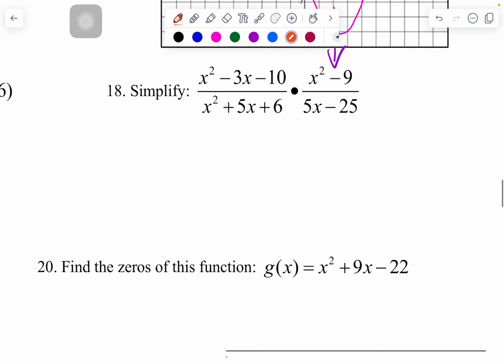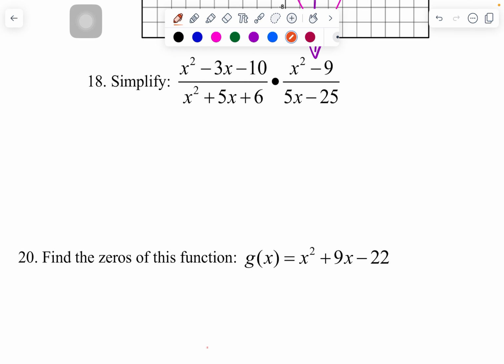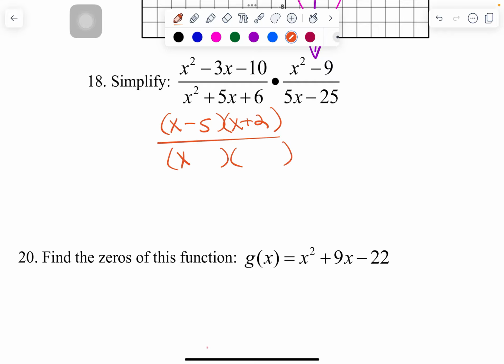All right, 18. Ooh, love this one. You are going to factor, and factor some more. And then we'll see if we can cancel anything out. All right, x squared minus 3x minus 10. So x, 5, 2, negative, positive. All right, denominator. So we've got x squared plus 5x plus 6. We're going to go 3 and 2 on this one, positives for both.